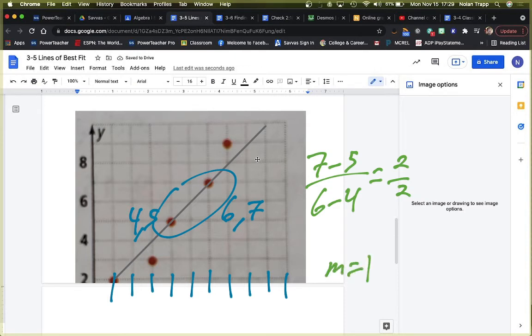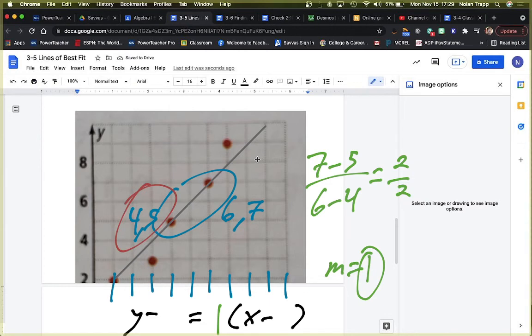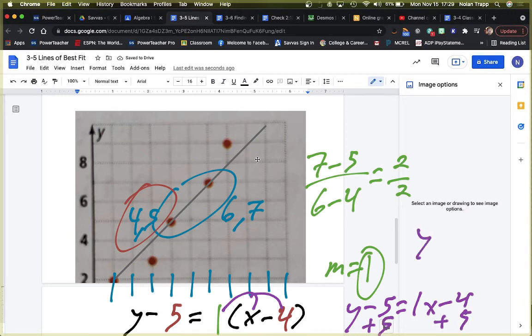And then we pick one of the points. y minus y1 equals m times x minus x1. Plug our slope in. Pick a point, put the y with the y, the x with the x. Distribute. Get y alone. That would be an equation of a line that mostly fits the data. So that is how you do that in terms of finding a trend line.